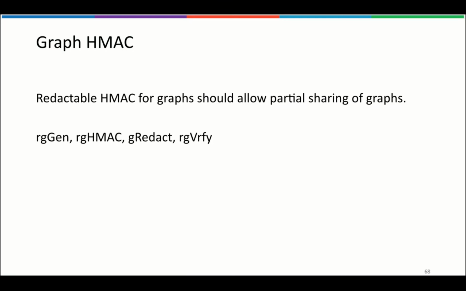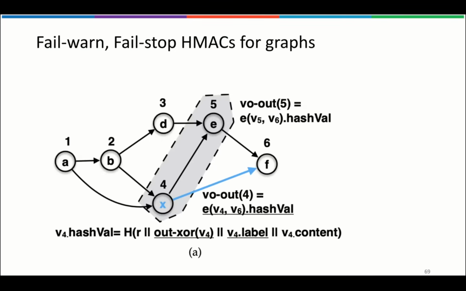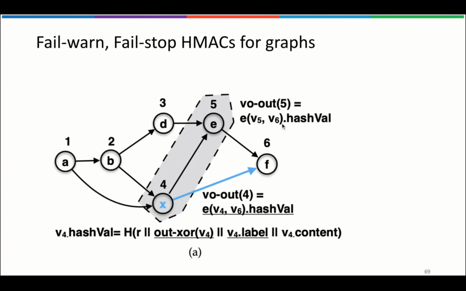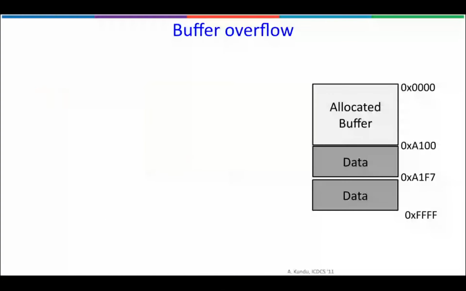All right, let me pause here. I think those are the three different topics we talked about. I'm going to quickly go over what we talked about today. We talked about trust in the sense of untrusted functions, we talked about placement new attacks, and we talked about graph HMAC.